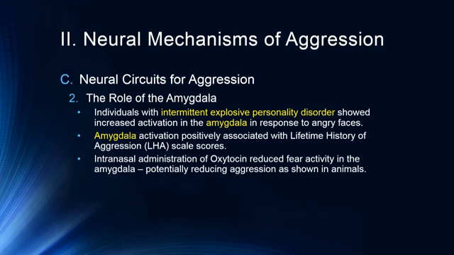Intranasal administration of oxytocin shows reduced fear activity in the amygdala, and this may be a potential way to reduce aggression, which has been shown in animals. So if you reduce fear, you can potentially reduce aggression, because the two are intimately related, which is why we're talking about these in the same lecture. Oxytocin is an unusual substance. It's really difficult to administer, and intranasal administration appears to be the most efficient way to do so. It's certainly not available in any sort of pill form.